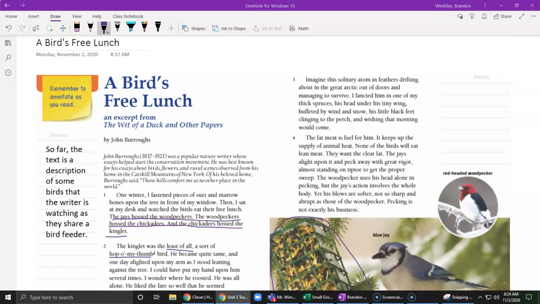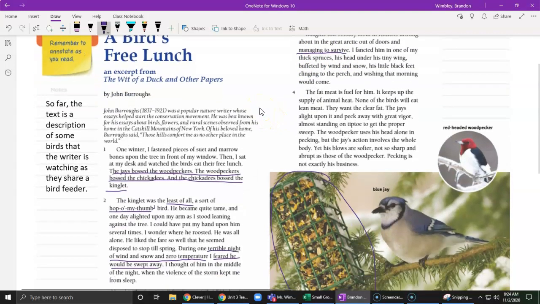And while we're reading, I want to see what the main idea is, if it continues giving us information about these birds. Imagine this solitary atom in feathers drifting about in the great Arctic, out of doors and managing to survive. I fancied him one of my thick spruces, his head under his tiny wing, buffeted by wind and snow, his little black feet clinging to the perch, wishing that morning would come. So we have this bird again, and he's just imagining him trying to survive out there.